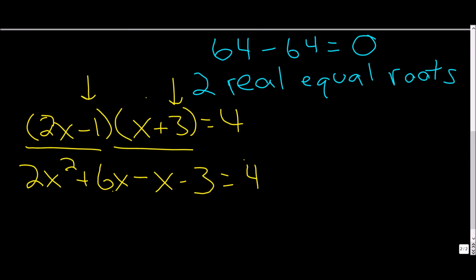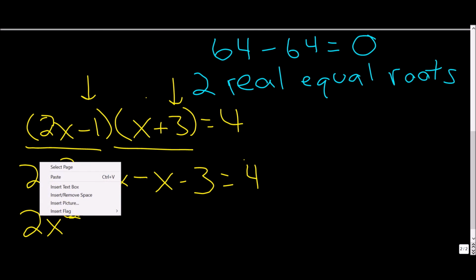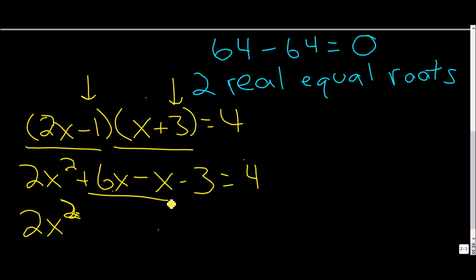So what I have here, the 2x squared is fine. There are no other x squared terms, so there's no simplification needed. The 6x and the negative x here make a positive 5x. And then finally we've got our negative 3, and we're going to merge that with this 4. So the 4 on the other side, we have to subtract it over. So it becomes a negative 4 on this side. And so when we do negative 3 and negative 4 together, we make negative 7. And that's going to equal 0.